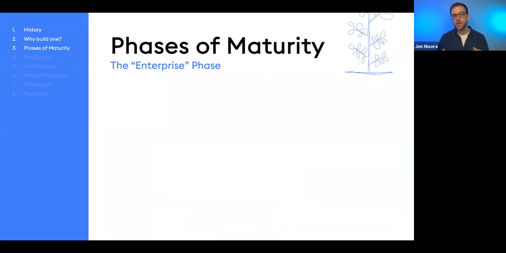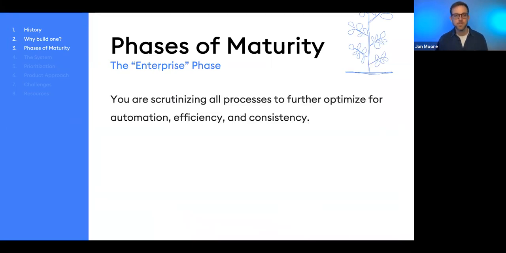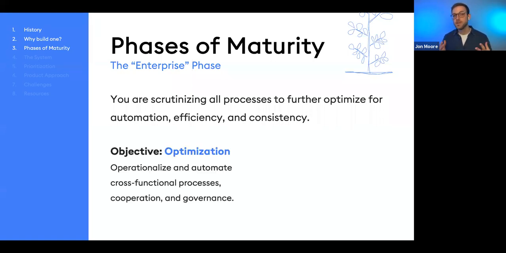So then the third and final but ever-growing phase is this enterprise phase of maturity. In this phase, you're really scrutinizing all the processes within your business to further optimize for automation, efficiency, and consistency. Ultimately, your objective here is optimization. You want to operationalize and automate cross-functional processes, cooperation, and governance of the usage of that design system so that everyone is speaking that same language.